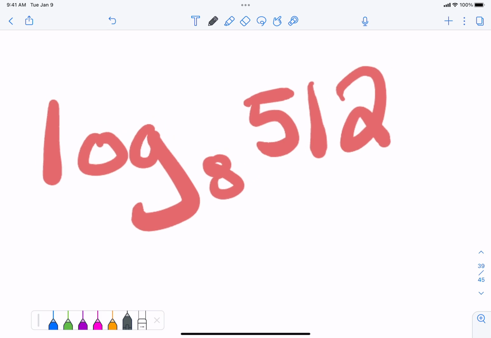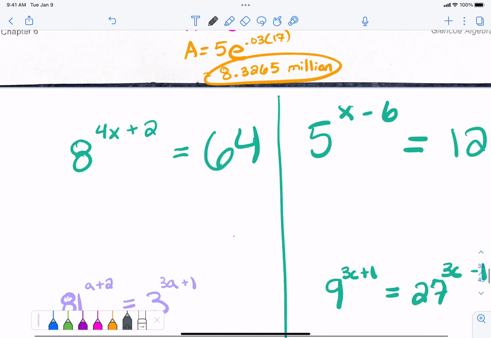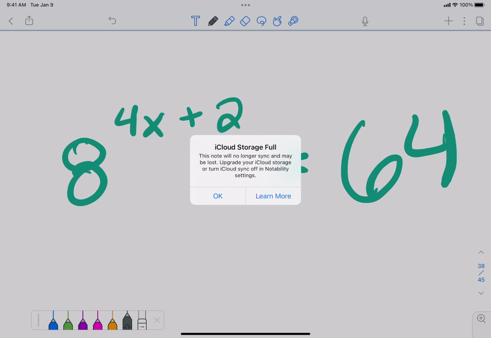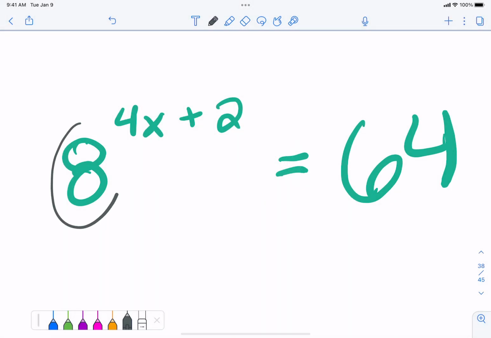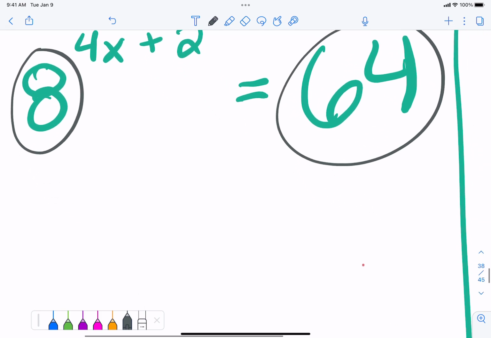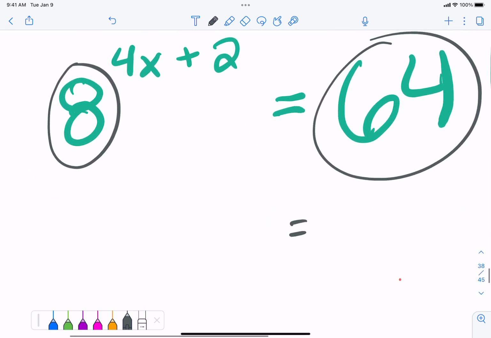Okay. Let's do this one. Oh, wait a second. Let's go up here. Let's do this one. Let's solve for x, okay? Now, if you're struggling and you have no idea where to even start, look at your two numbers, 8 and 64. Can you make those the same number? Yes. Now, the biggest thing I see people do is they say 8 squared equals 64, right? Nope. Okay. What's the problem with that?